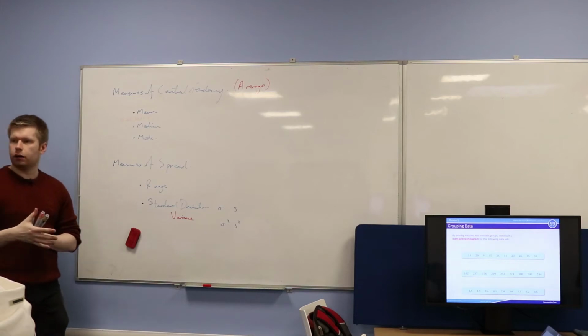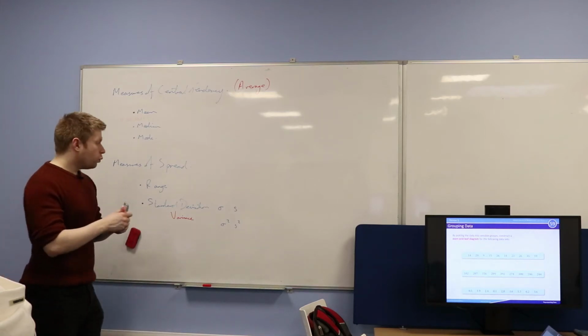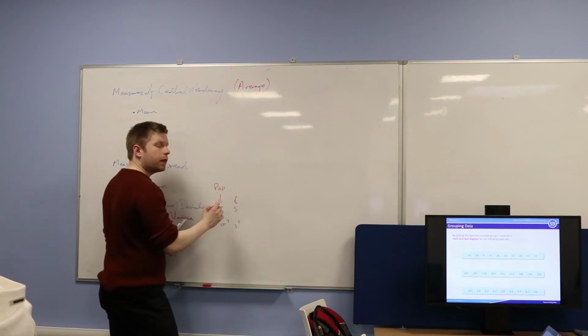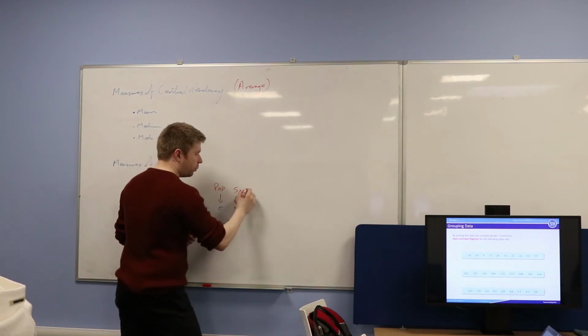What's the difference between sigma and s? When would we use sigma? When we're dealing with a population, perfect. When would we use s? Sample. If we're just dealing with a sample, perfect.